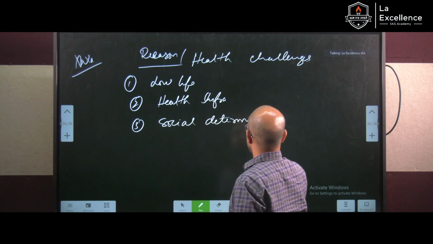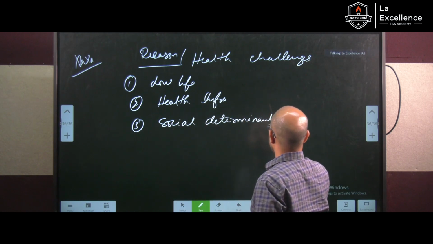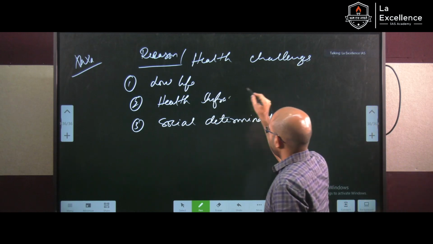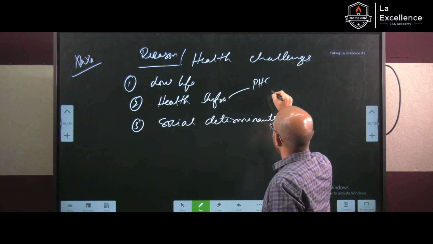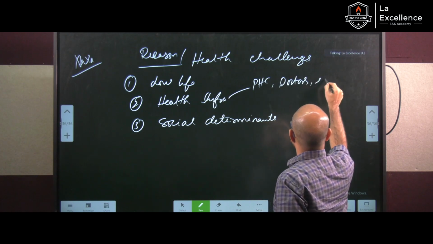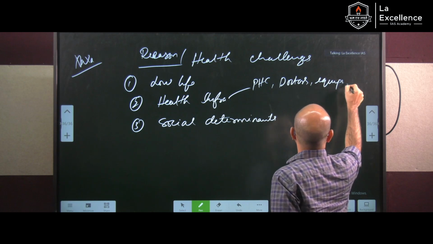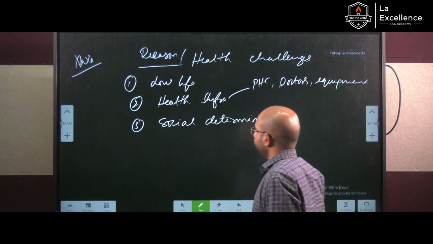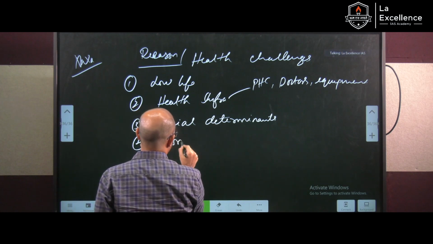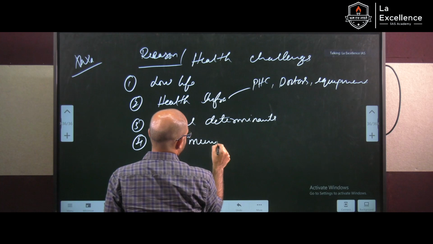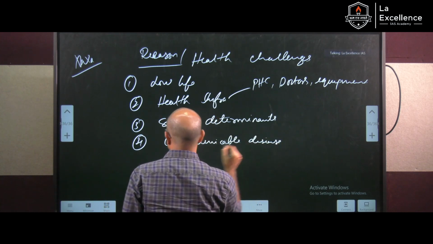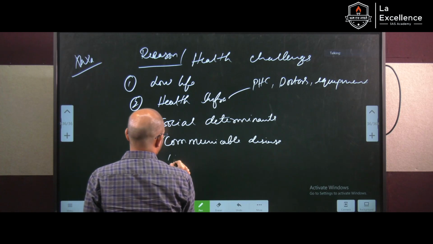What are social determinants of health? Sanitation, food, clean drinking water. Health infra can include PHC, doctors, equipment. All of this is very, very bad. Then they have high incidence of communicable diseases because of the conditions in which they live. High incidence of high IMR, MMR.